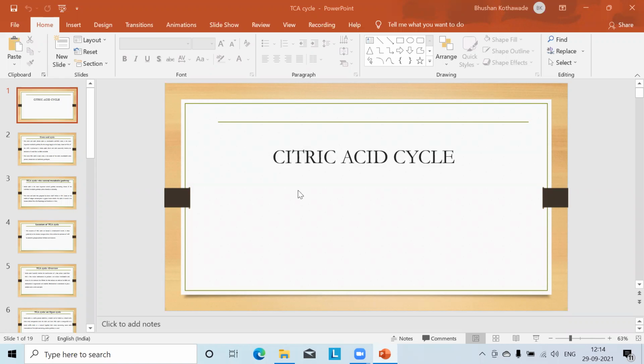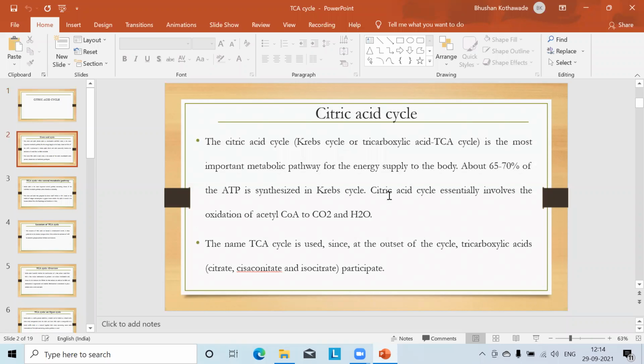Today we are going to learn about citric acid cycle. Citric acid cycle is also known as Krebs cycle or tricarboxylic acid cycle. It is the most important metabolic pathway for the energy supply to our body because around 65 to 70% of the ATP are synthesized in the Krebs cycle. Citric acid cycle involves the oxidation of acetyl coenzyme A to carbon dioxide and water.